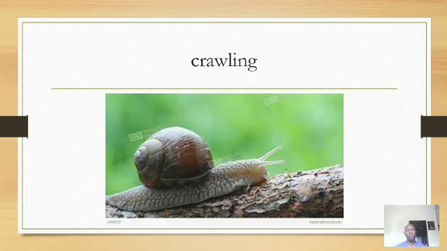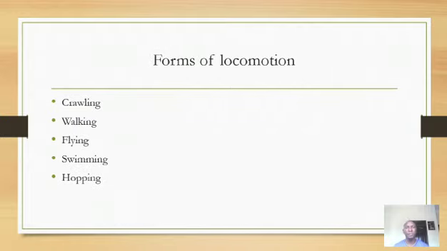Some organisms locomote by crawling. A variety of organisms do move by this. The common ones, we talk of the snakes, even the snails locomote by crawling. In summary, the forms of locomotion include crawling, walking, flying, swimming, and even hopping, like grasshoppers can move by hopping. All right.